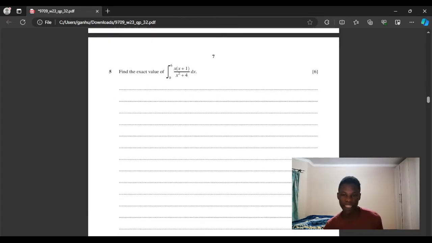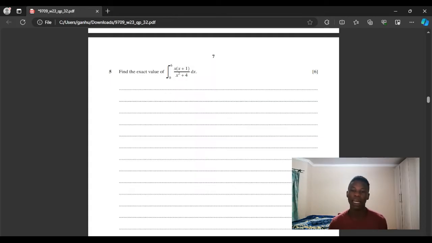Find the exact value of the integral of x times (x plus 1) over x squared plus 4. Okay, this is a very interesting question. And that's why for everyone who wrote this paper, I'd like to formally apologize to you on behalf of Cambridge, because yeah, it's a tricky question. It's not very straightforward and you have to do a lot of work.